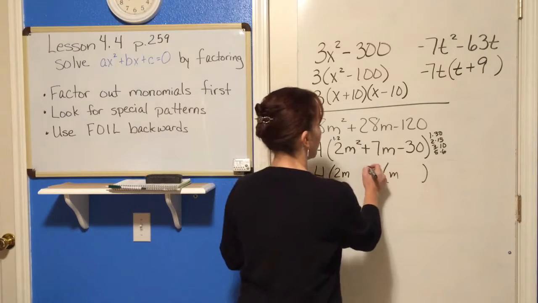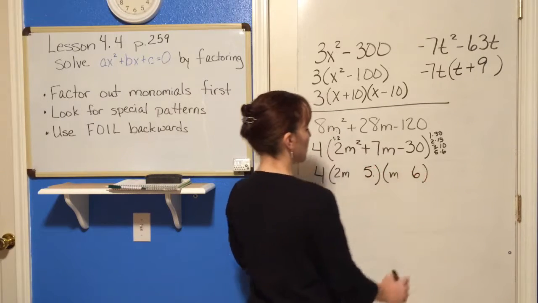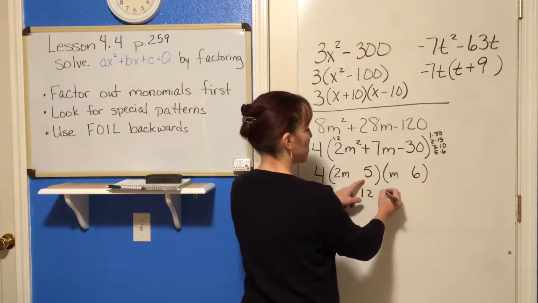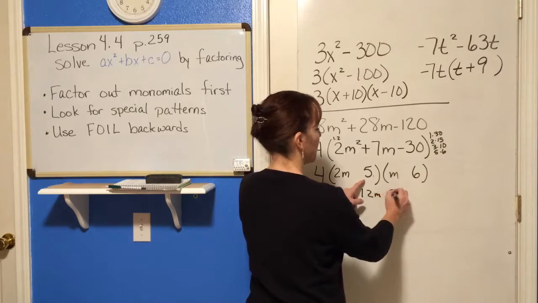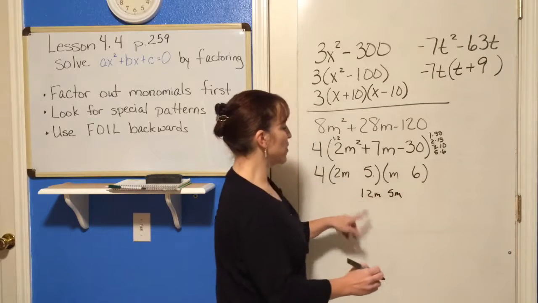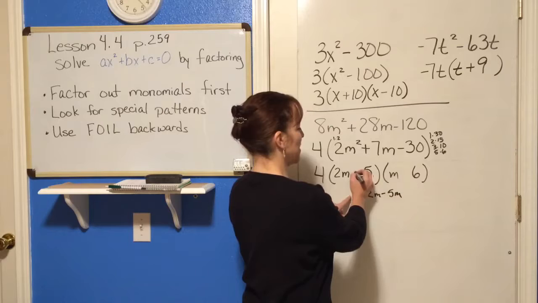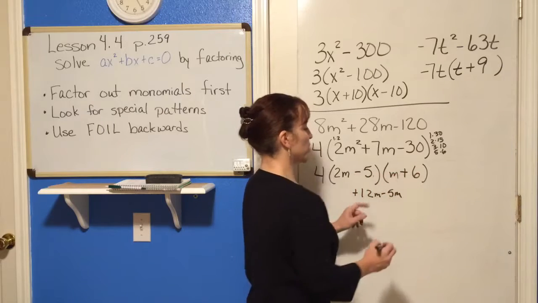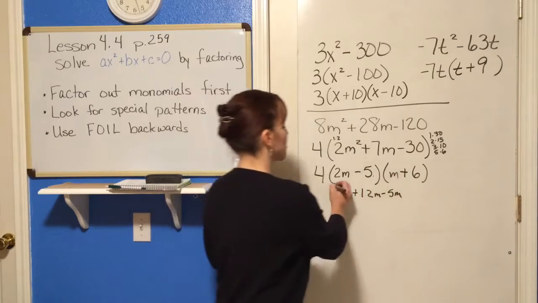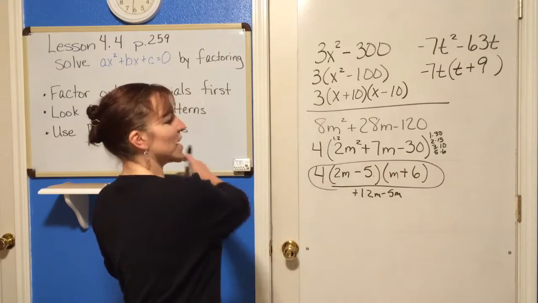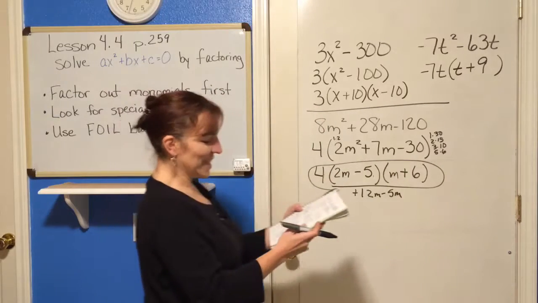Let's try 5 here and 6 here. 6 times 2 is 12 minus 5m gives you your 7. We want the 12 to be positive and the 5 to be negative. So there's our signs. So our final answer is 4 times the quantity 2m minus 5 times the quantity of m plus 6.